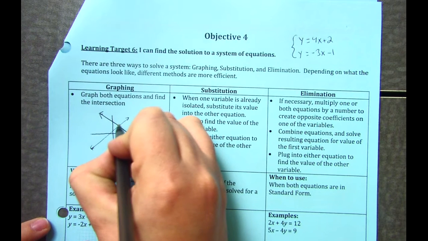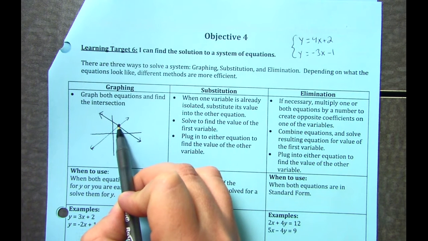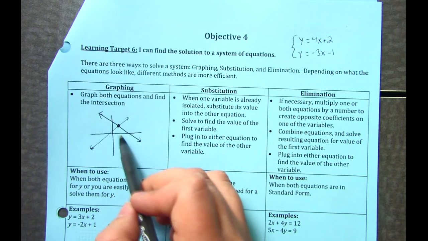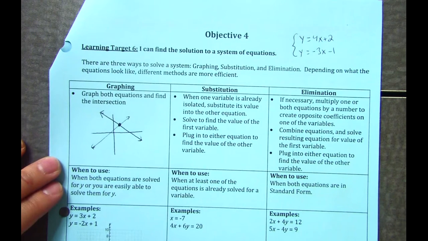This point right here where they intersect is a point that's on both lines, which means this point is a point that satisfies both equations. So this is the xy pair that would be a solution to this system of two equations. So let's look. You use this method.